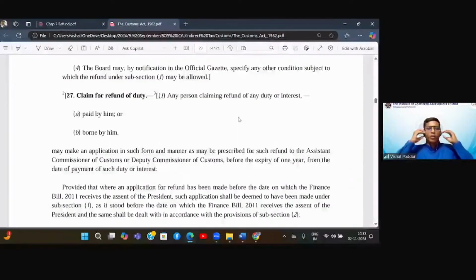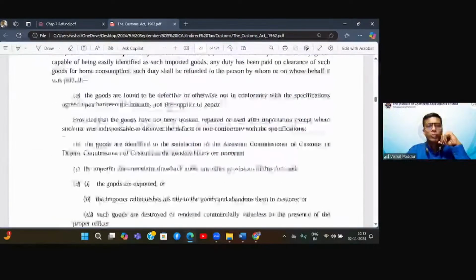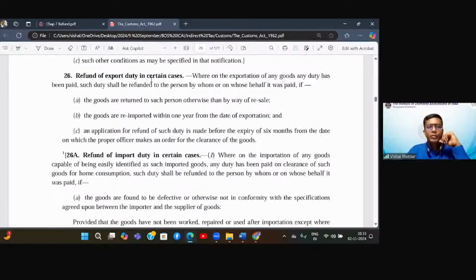Let us go to the bare law. So this is the bare law. Let me run through this also so that you'll get an overview of how the bare law is drafted. So first is section 26, refund of export duty in certain cases. Where on exportation of any goods, any duty has been paid, such duty shall be refunded to the person by whom or on whose behalf it is paid if goods are returned, otherwise by way of resale, goods are imported within 1 year, and an application for refund is made within 6 months from the date on which the proper officer makes the order. So it is straightforward, same thing we studied.